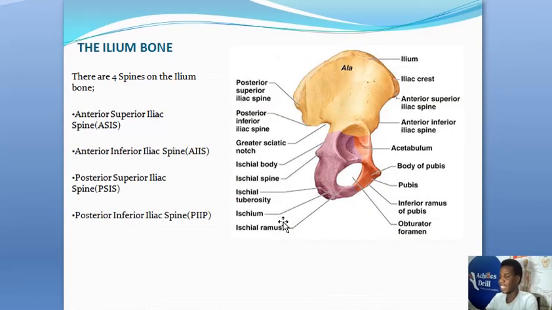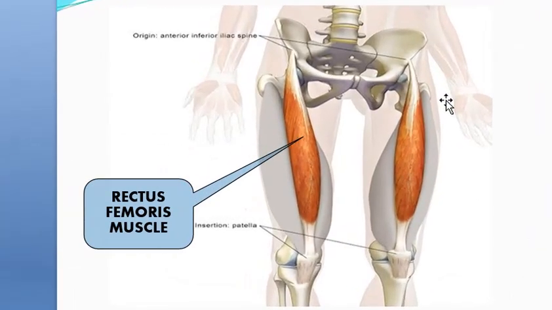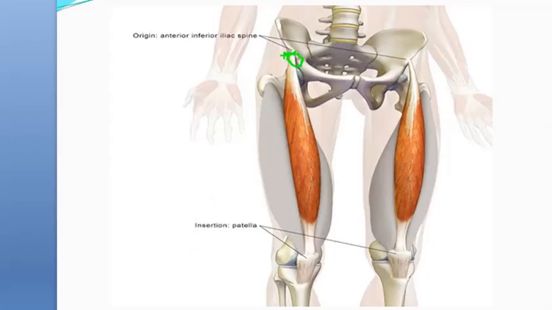Let's talk about the anterior inferior iliac spine now. That's the one down here. Just understand that the rectus femoris muscle, this muscle right here, has its origin from the anterior inferior iliac spine. The rectus femoris muscle is a part of the quadriceps muscle.